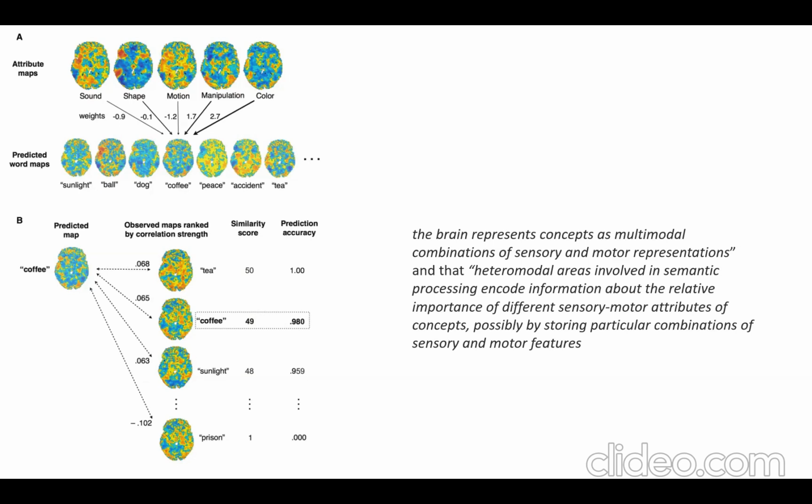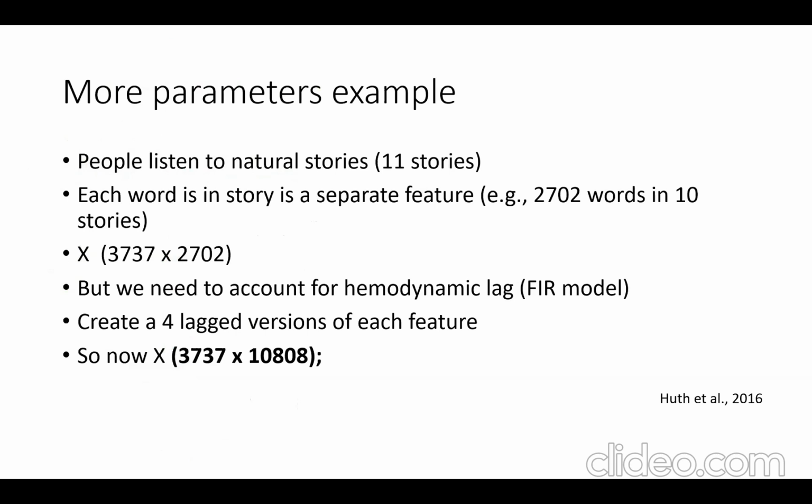So their argument is that, well, if our model fits so well, then it must be the case that these heteromodal areas might also not really be amodal and be representing sensory motor attributes of these concepts. Which is quite a big claim for semantic memory, because there have been suggestions that there are specific regions that are amodal and not linked to any attributes of the words. However, this encoding modeling argues against that. Do remember this result, because I'll come back to it later on.